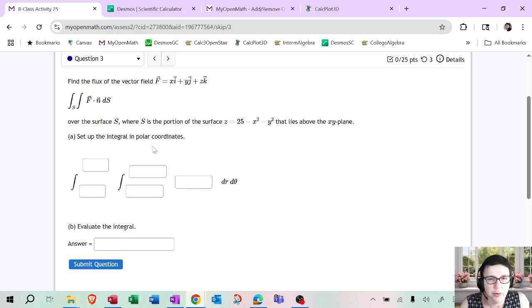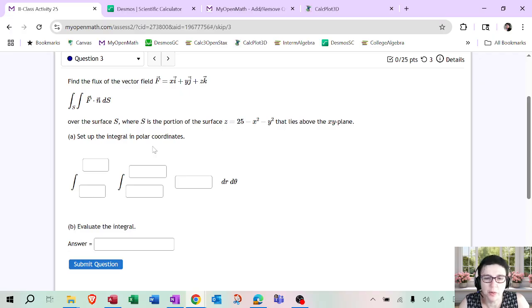Okay, guys, in this question, we are going to compute the flux of a vector field, which is just x i, y j, z k. Now, the surface here is what is called a paraboloid. So this is z equals 25 minus x squared minus y squared.